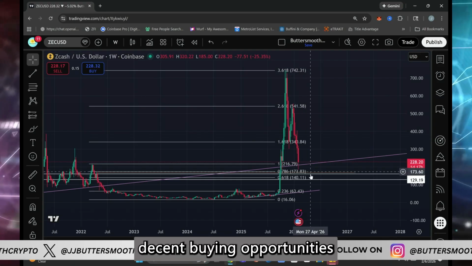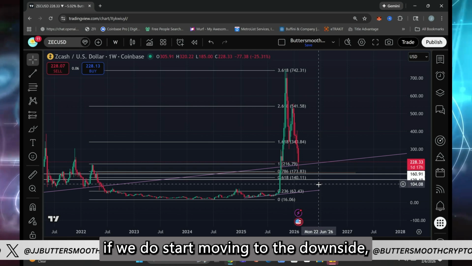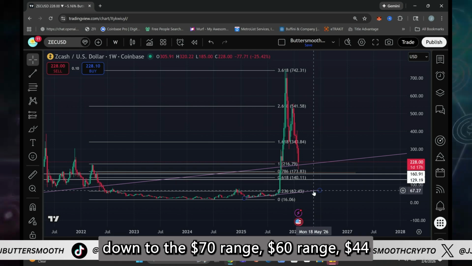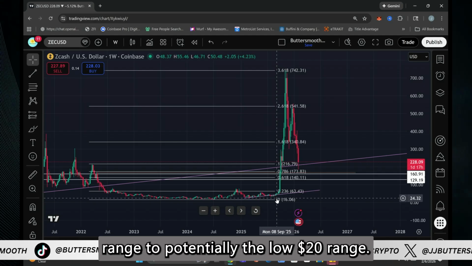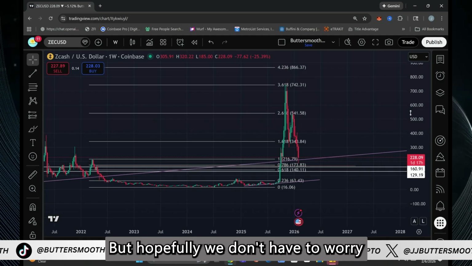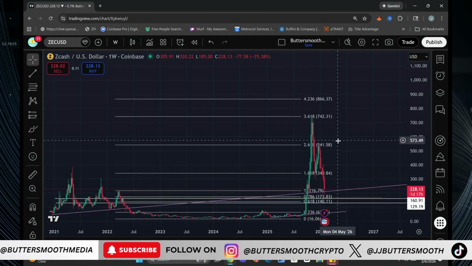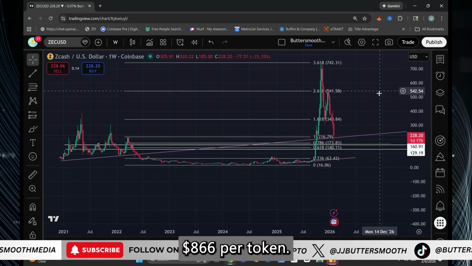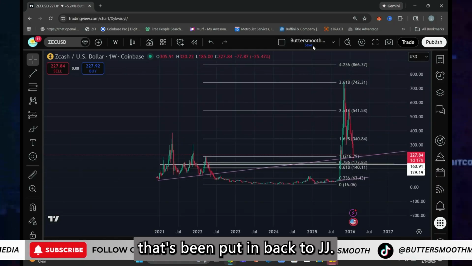Decent buying opportunities with very minimal downside, even though if we do start moving to the downside, we could really start coming back down to the $70 range, $60 range, $44 range, to potentially the low $20 range. But hopefully we don't have to worry about that for quite some time until Zcash gets at or above $866 per token. So that's it for Zcash. Beautiful movement that's been put in.